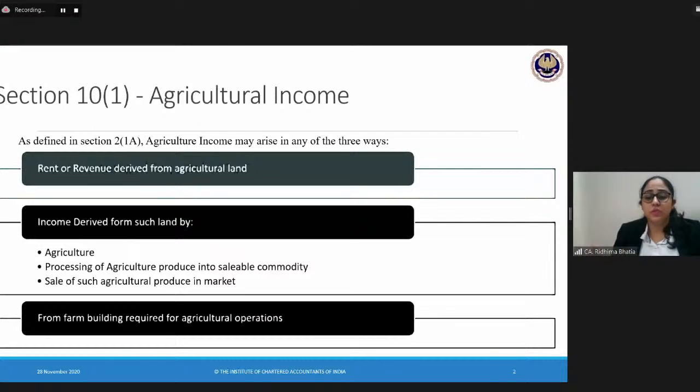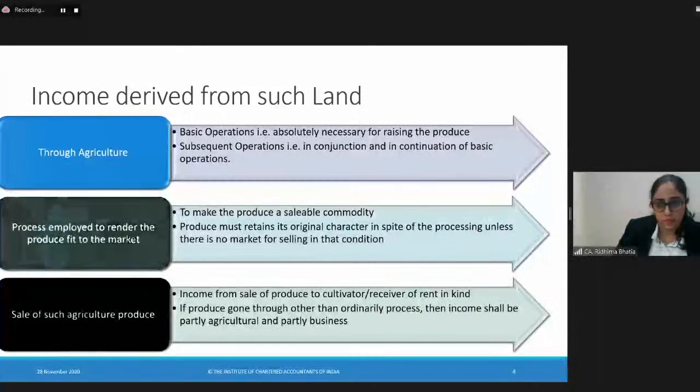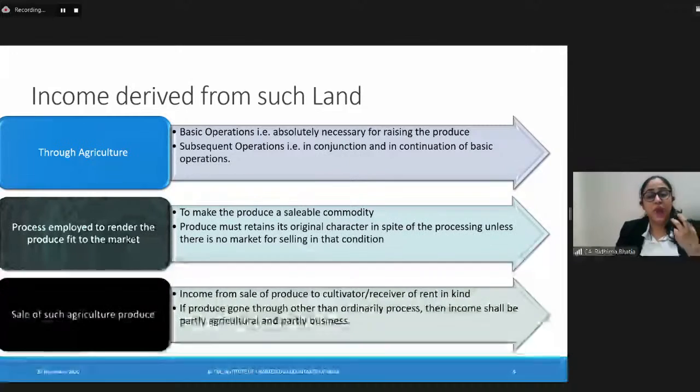Processing of agriculture produce into a saleable commodity, any sort of processing which you do. Now, ma'am, what do you mean by processing? Agriculture always consists of certain basic operations, so that you can differentiate that this is agriculture and this is planting at home. So certain basic operations are necessary to raise the produce. If you are conducting those and then having any income from that, that means you have an income from the land through agriculture. Clear?